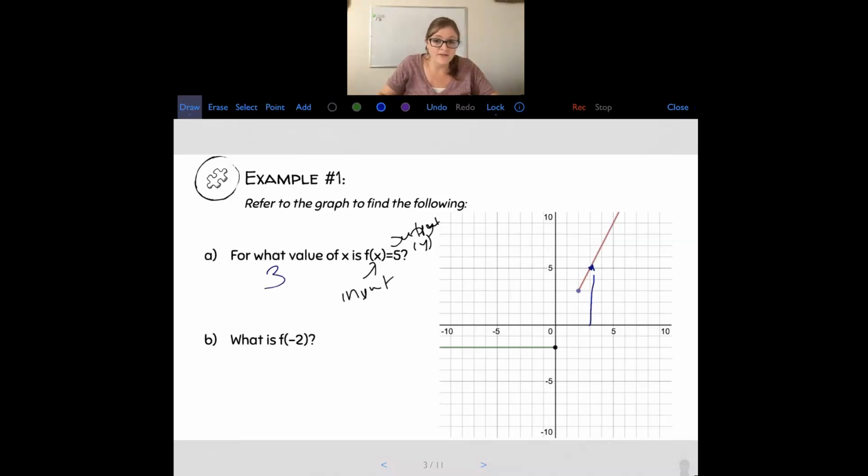Okay, for what is f of negative 2? So negative 2 is our x value, or our input. Okay, and if we go to negative 2 on the x-axis, we go to the function, and the corresponding y value in this case is also negative 2. It's negative 2 because that's the y value of the function when x is negative 2, not because that was the input value.